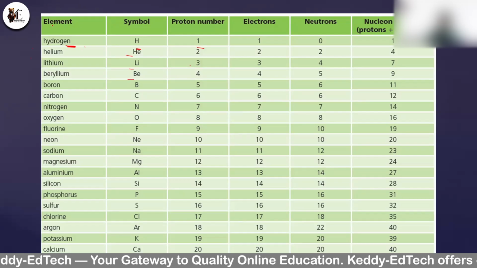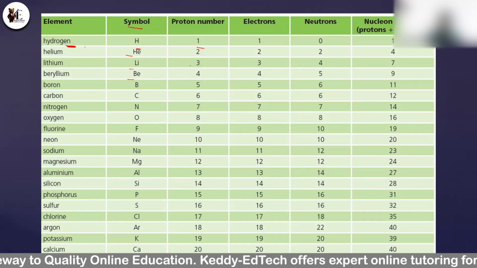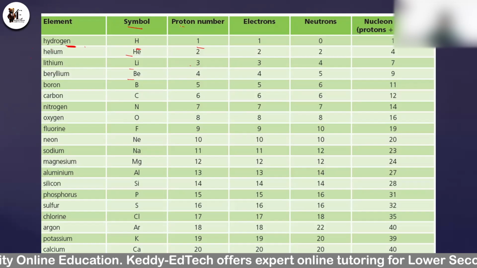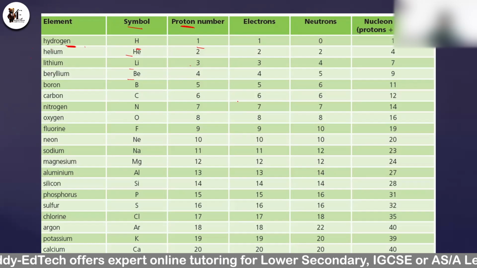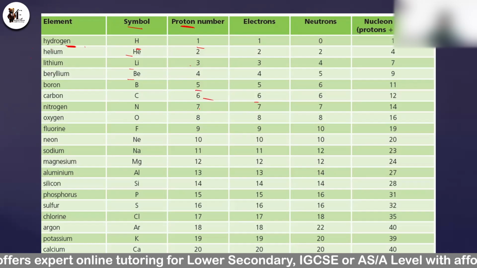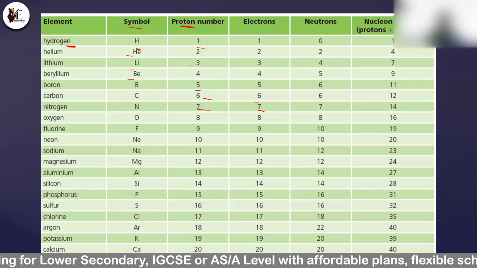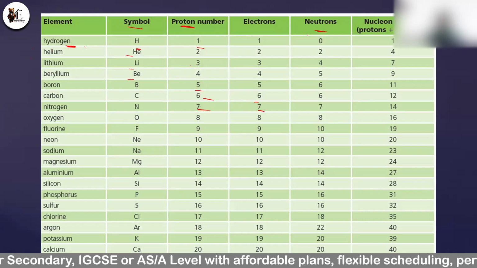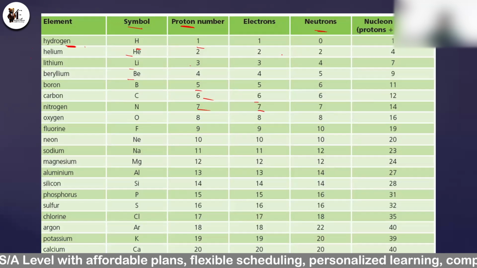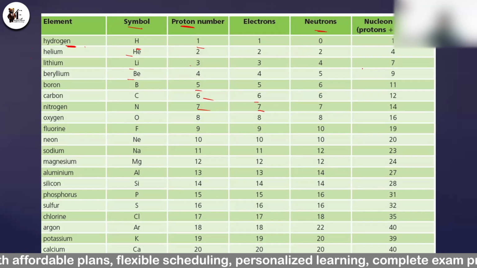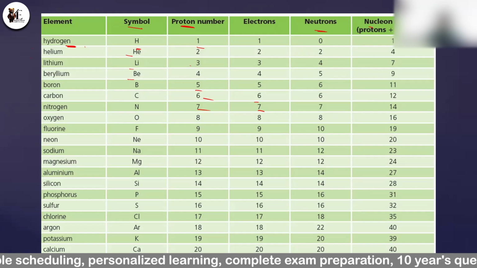There's nothing to explain. These are the first 20 elements, and you have to learn all the symbols. Atomic number is called proton number. Electrons: you can see 5, 5, 6, 6, 7, 7. They are neutral atoms, so protons equal electrons. To calculate the number of neutrons, the formula is mass number minus atomic number. To calculate nucleon number, it is protons plus neutrons.